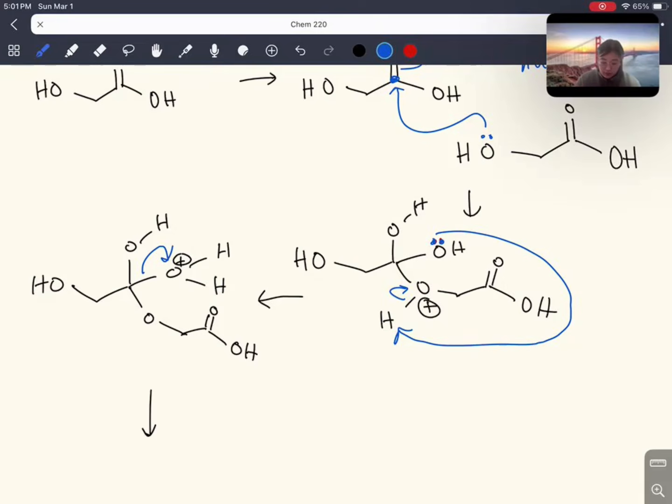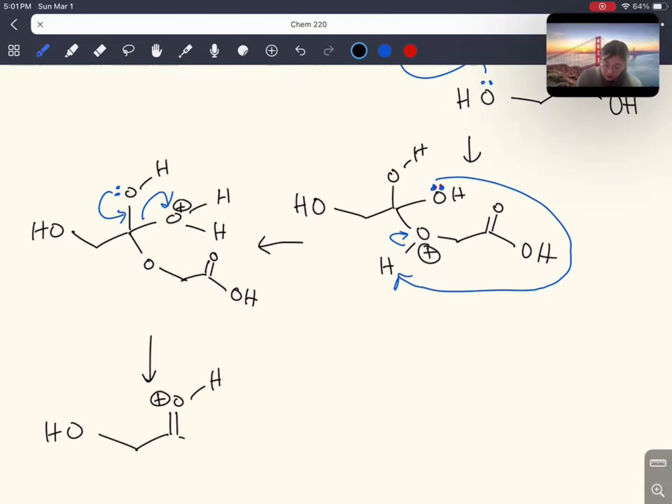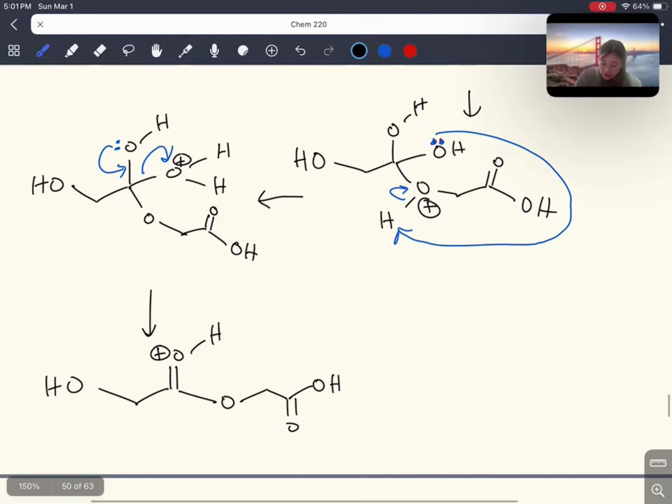And then, because that bond will leave, we're going to have to make up for it. So we're going to reform our carbonyl double bond that was in our original molecule. This lone pair on this oxygen will push down towards here, and then we get this molecule. We're getting close to our final product. The only thing now is that we have to deprotonate our protonated carbonyl oxygen.